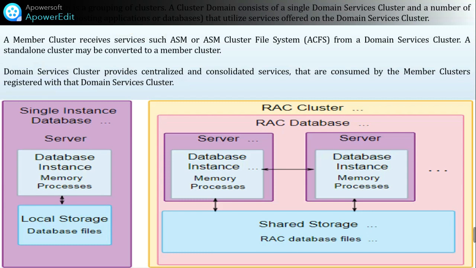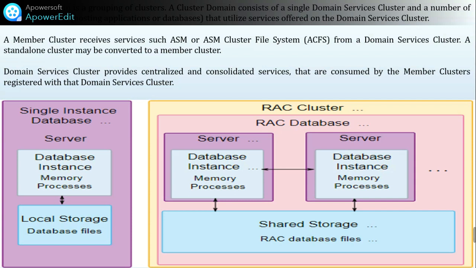A cluster domain is a grouping of clusters. A cluster domain consists of a single domain services cluster and a number of member clusters hosting applications or databases that utilize services offered on the domain services cluster. A member cluster receives services such as ASM or ASM cluster file system ACFS from a domain services cluster. A standalone cluster may be converted to a member cluster. The domain services cluster provides centralized and consolidated services that are consumed by the member clusters registered with the domain services cluster.